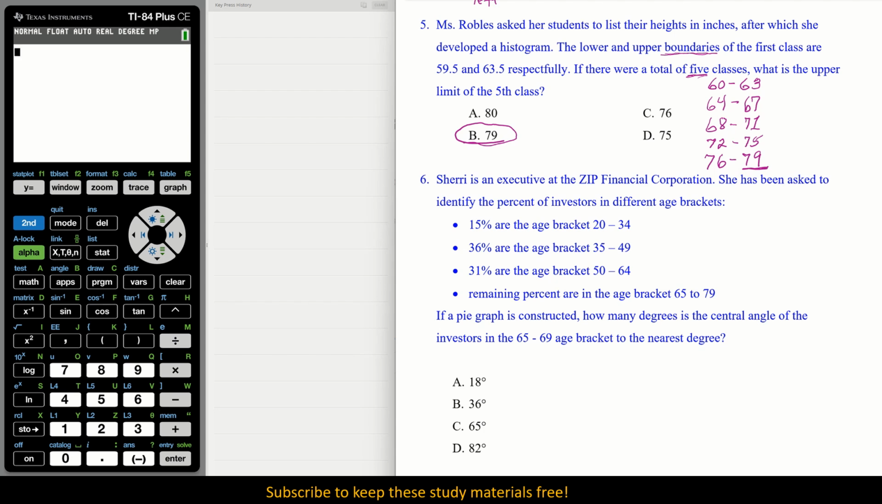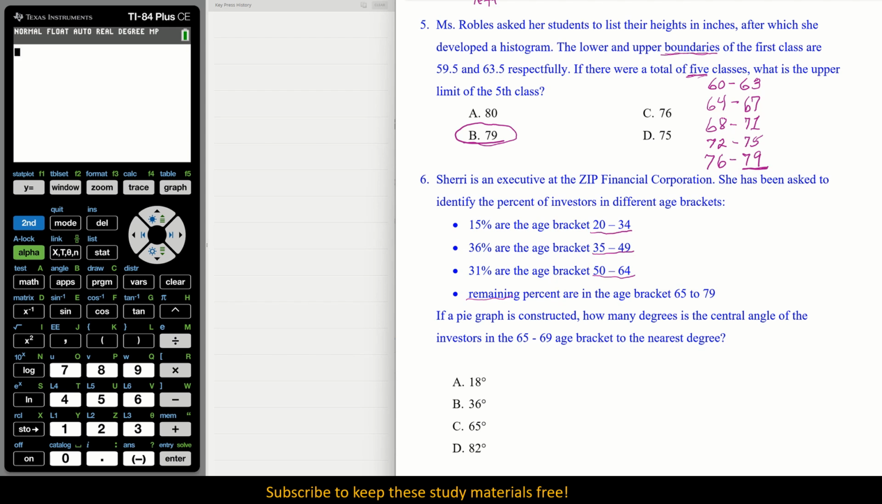Okay. So now we have number 6. Sherry is an executive at the Zip Financial Corporation. She has been asked to identify the percentage of investors in different age brackets. Okay. Now notice our age brackets, those are classes. And the first one is 15% of the people, then 36% of the people from 35 to 49. Then we have 31% of them are from 50 to 64. Then it just says remaining are from 65 to 79.